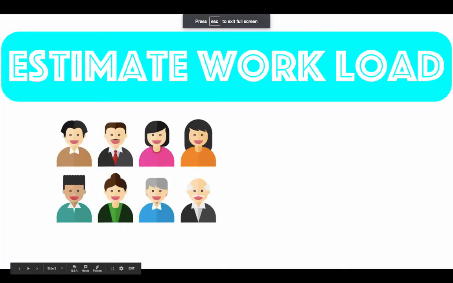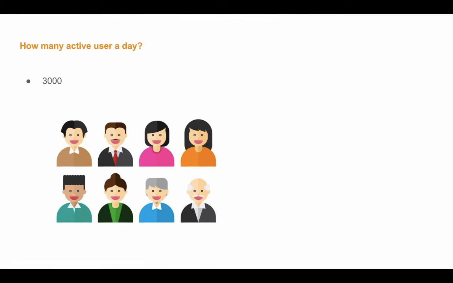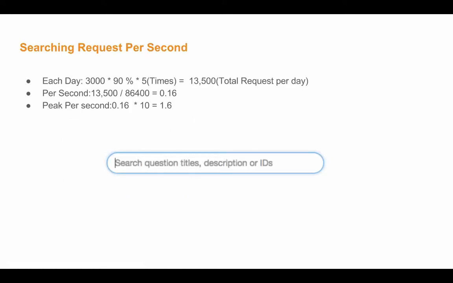Before we design our system, we have to analyze or estimate what workload our system should handle. First of all, we assume that we have 3,000 active users a day. This 3,000 is just my assumption. We can do 5,000 or 10,000 a day. It depends on our system. So for now, we have 3,000 active users a day.